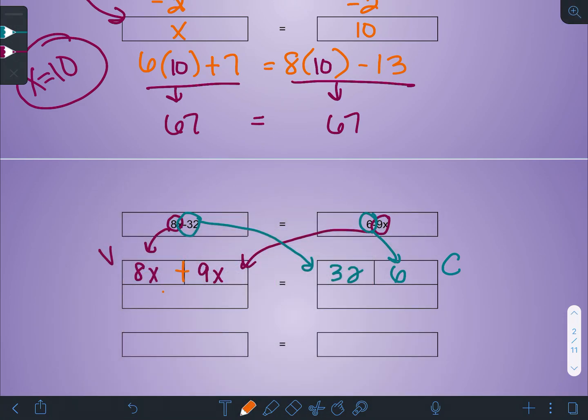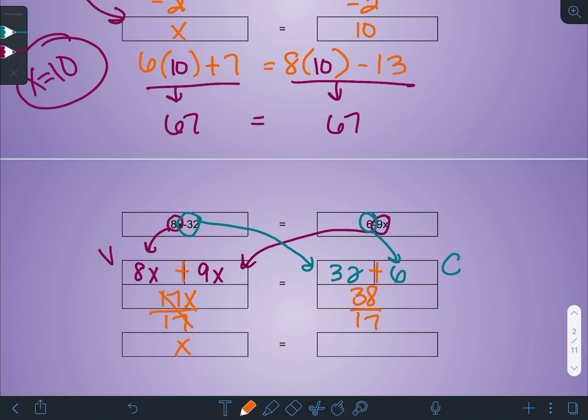8x plus 9x is 17x. 32 plus 6 is 38. And I have a great one-step equation now. I'm going to divide by 17, divide by 17. Those cancel, and I get x is equal to.